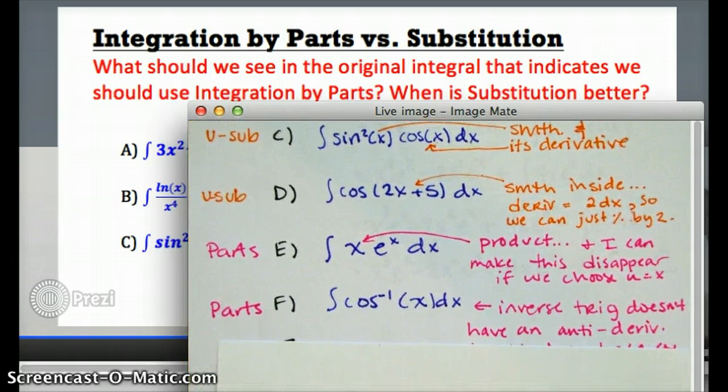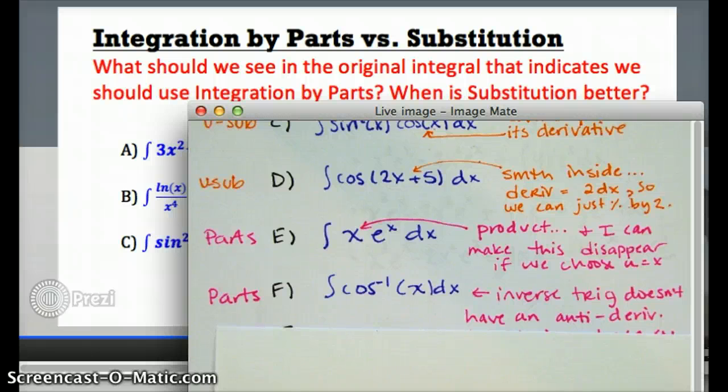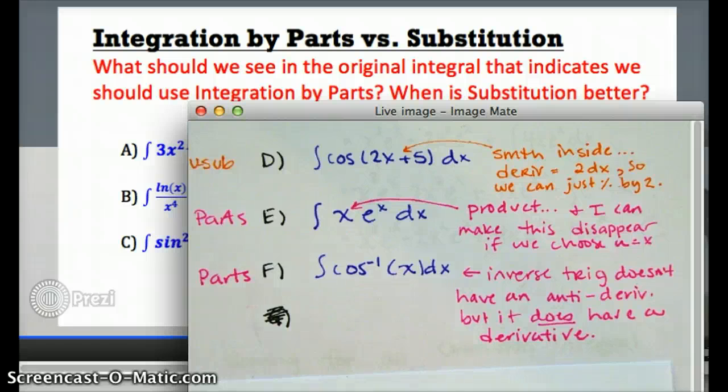For D, there is actually something in its derivative here. It's just a little bit tricky to figure out what the something is. Think about the inside function here. Remember that substitution is just the integral version of the chain rule. So if the inside function we choose for u, then its derivative is just 2 dx, and we don't see a 2 out front. But you can just divide by 2 to fix the coefficient. So I actually would use substitution for this one.